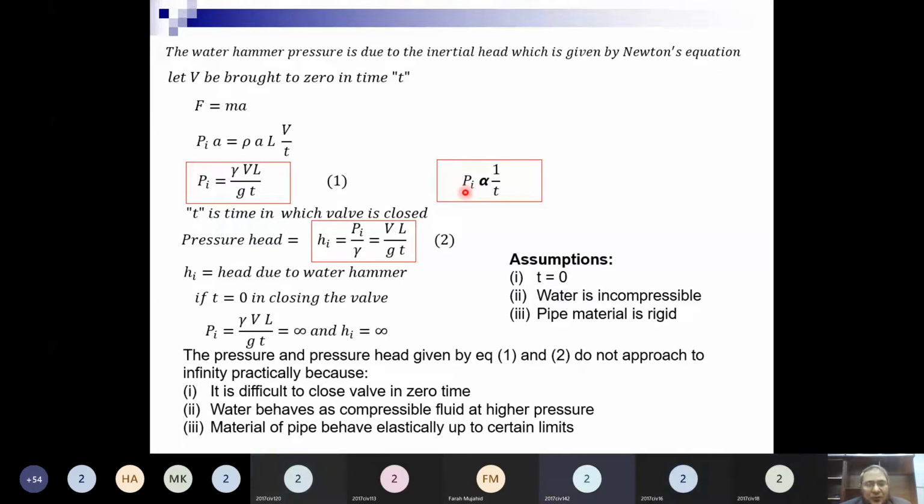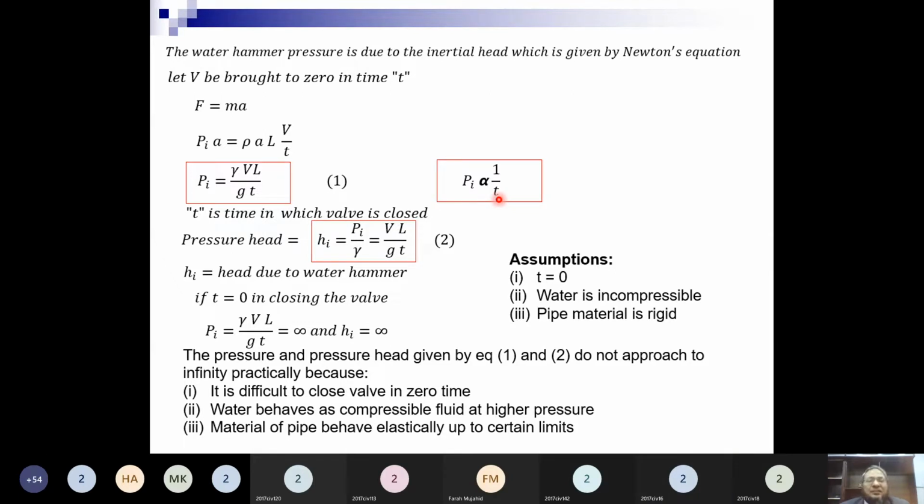Lower, sir. Lower. But on the other hand, if the time taken is very less, then the inertial pressure which will generate in the pipe is very high. Suppose, theoretically speaking, if the time taken to close the valve is 0, then what would be the inertial pressure which will generate in the pipe? Infinite, sir. Infinity. Okay. But practically this time t, we cannot make it 0.